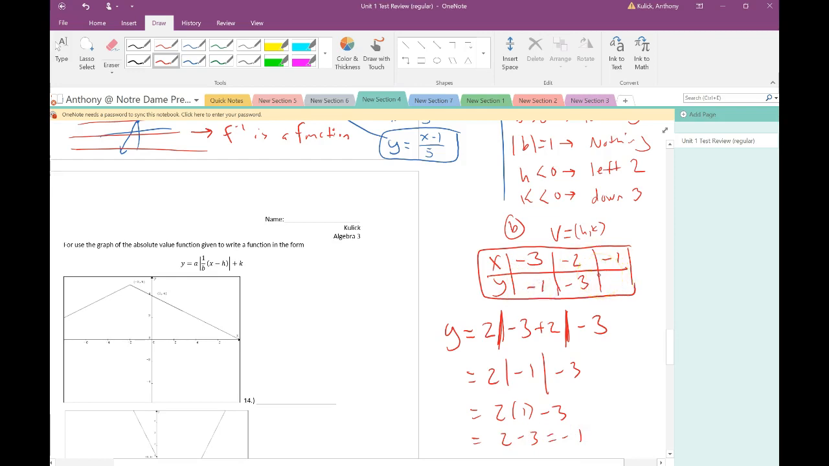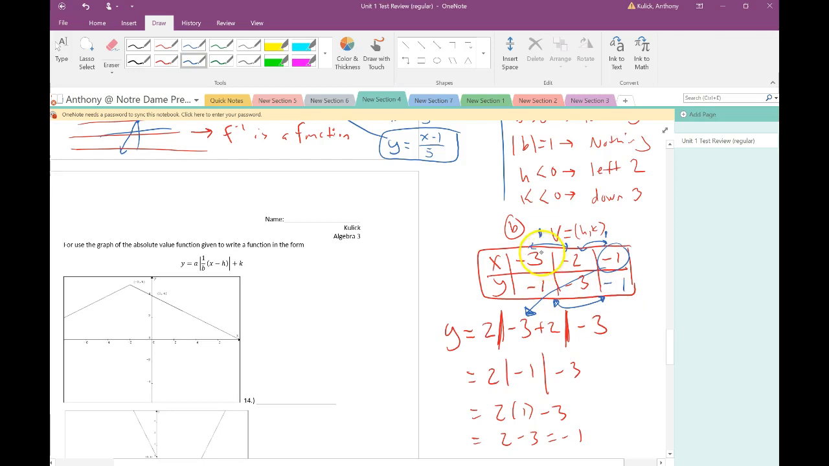So far, so good. To find the other y value, I could either plug -1 in, just like I did before, or, because I was careful and I picked my x's so that they were both 1 unit away from the vertex, I know automatically that this other y value is going to be the same as this y value.